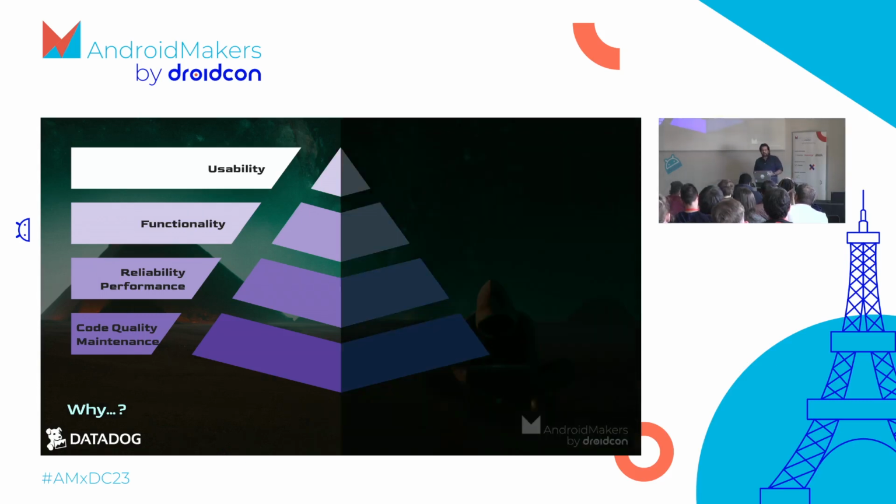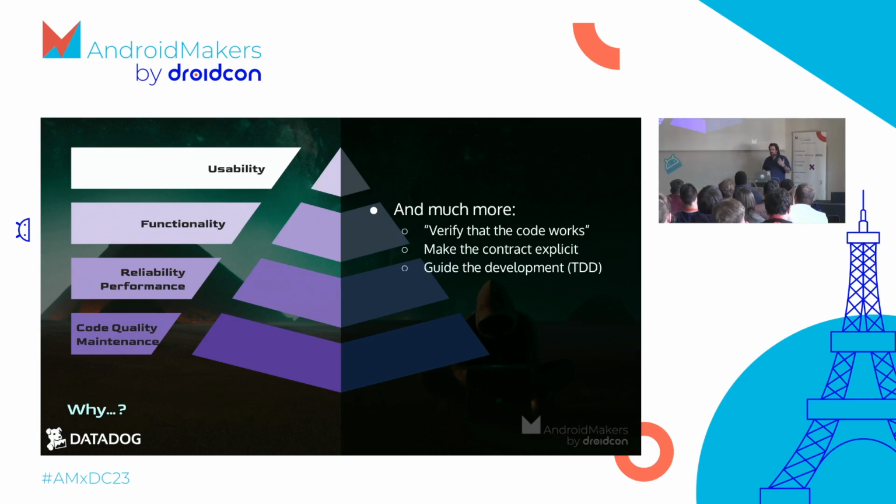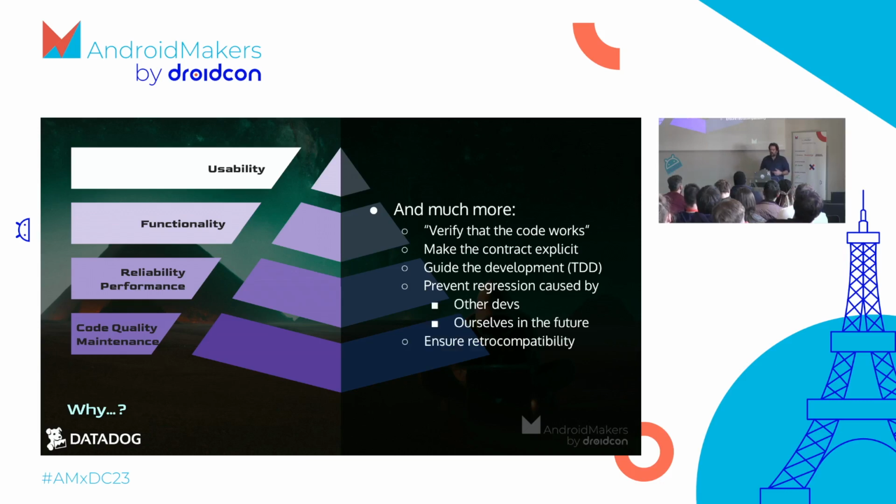So why are we testing? There's not just all those answers. There are lots of reasons why we might want to write tests. We want to verify that the code works, obviously. We want to make the contract explicit. We want to guide the development, if you're writing with TDD, and you should. We can prevent regression that might be caused by other devs that might not know this part of the code, or just ourselves in the future because we don't remember why we did this. And ensure the retrocompatibility. And the list goes on. Like, it's not exhaustive. There are lots of reasons why we might want to write tests.